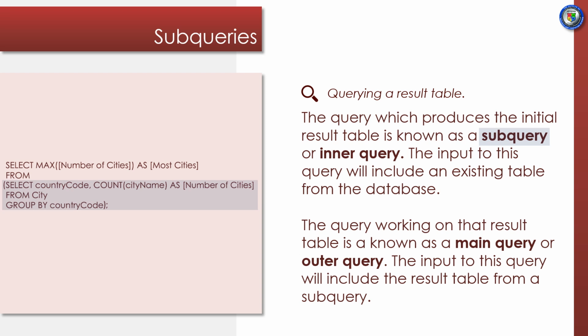The query working on that results table is known as the main query or the outer query. The input to this query will include the results table from your subquery.